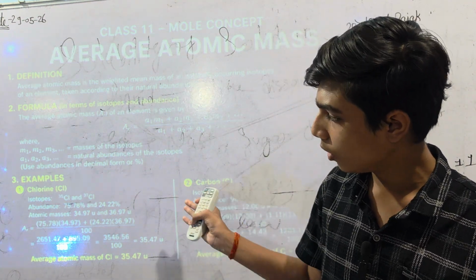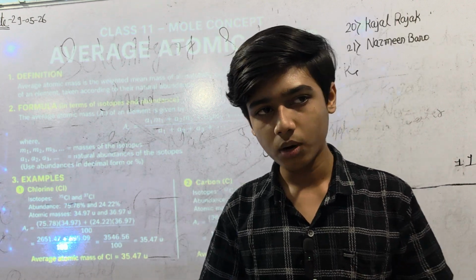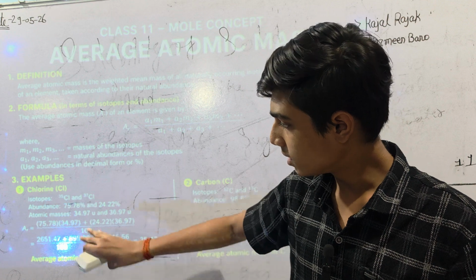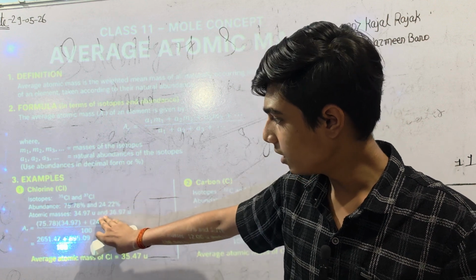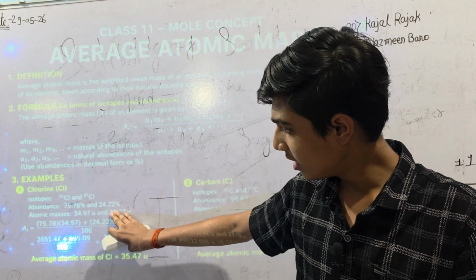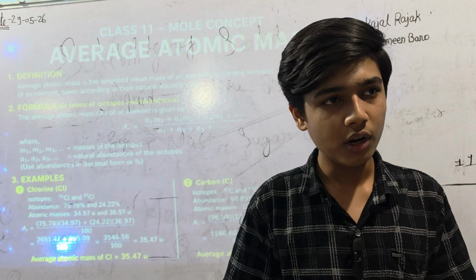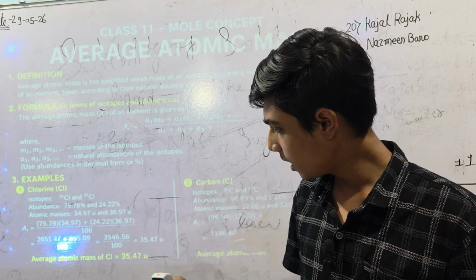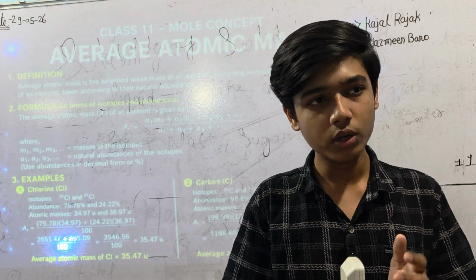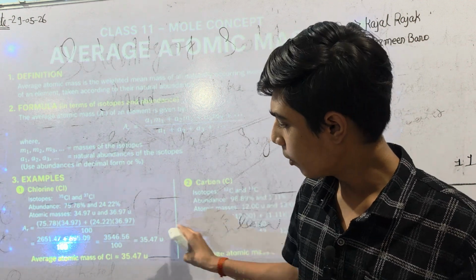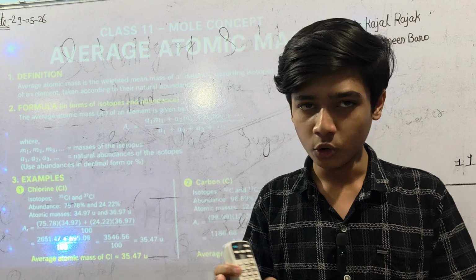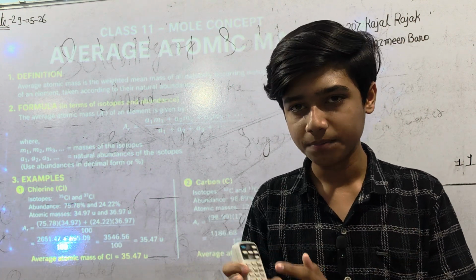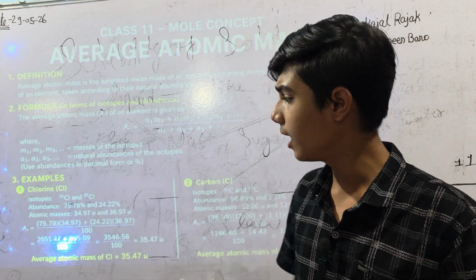For an example with chlorine, there are two major isotopes of chlorine. The first one is 35, the second one is 37. Now the percentage abundance of chlorine 35 is 75, and of 37 is 24. So whenever we calculate it and divide it, the answer will be about 35.5, that is rounded off. The actual answer is 35.47 u, but we round it off and take it as 35.5. A similar thing is also there with sodium.